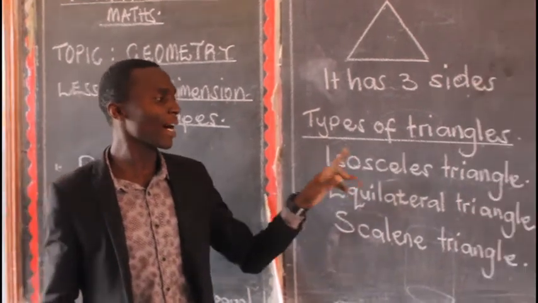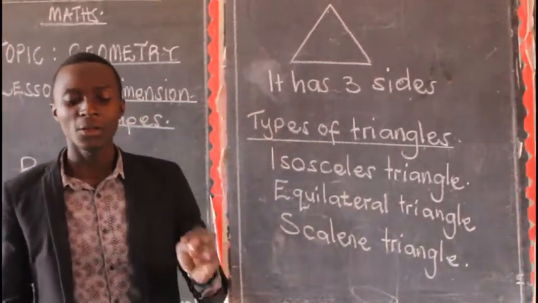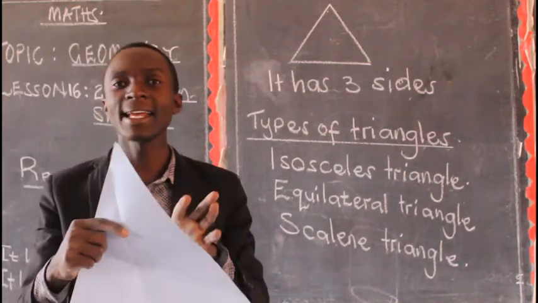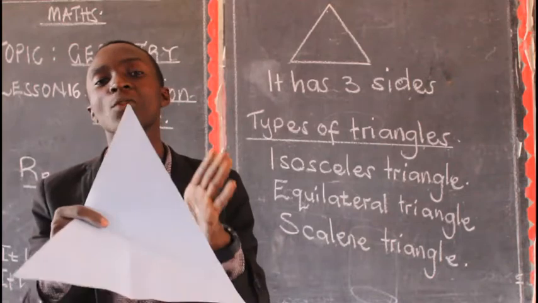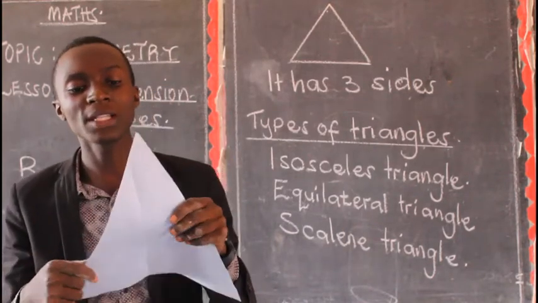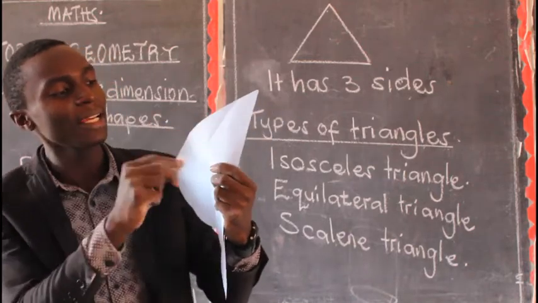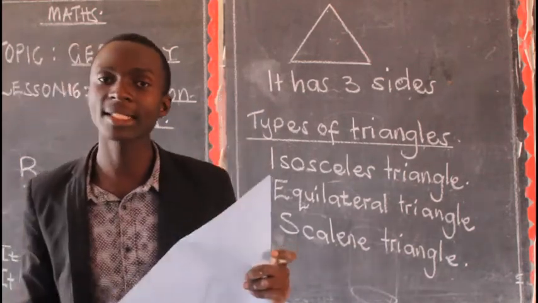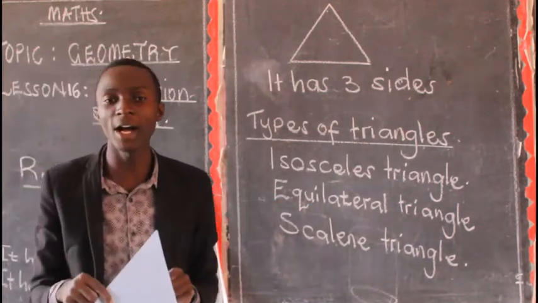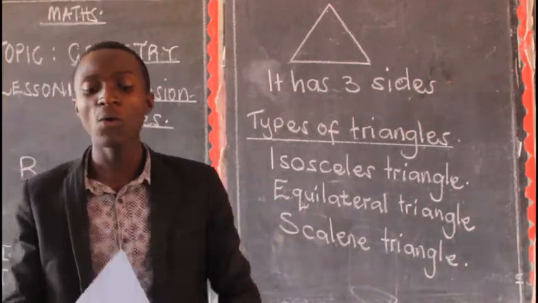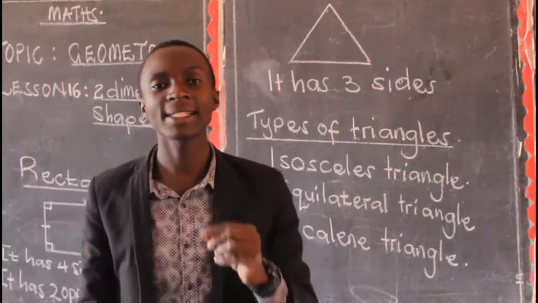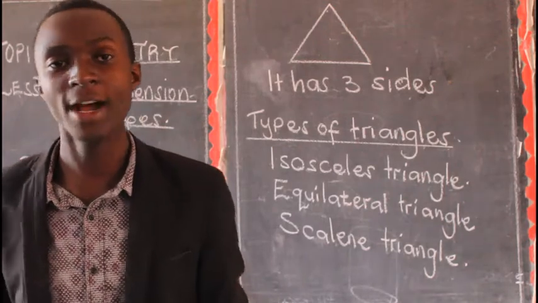There is what you call an isosceles triangle. An isosceles triangle is that triangle whereby this side is equal to this one, only these two sides. When you find that this side is equal to this one, it means that is an isosceles triangle. Another one is an equilateral triangle. When this side is equal to this side and it is equal to this side, it means that is an equilateral triangle.